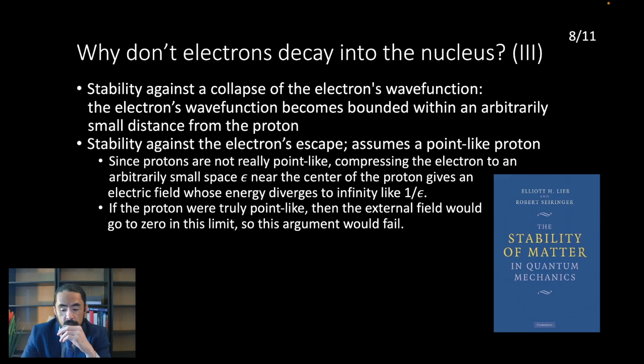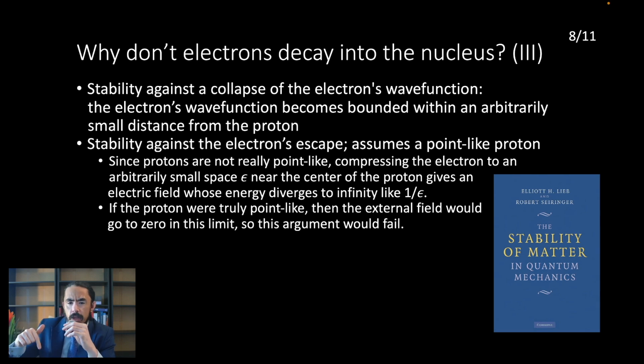Apparently the question of the stability of matter in quantum mechanics is sort of a big success for mathematical physics, and this book goes into very great detail on this. So this is what I would call maybe the most sophisticated level of explanation. It's probably not the ultimate, most sophisticated explanation.